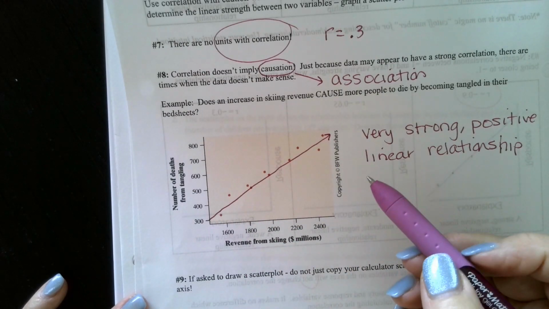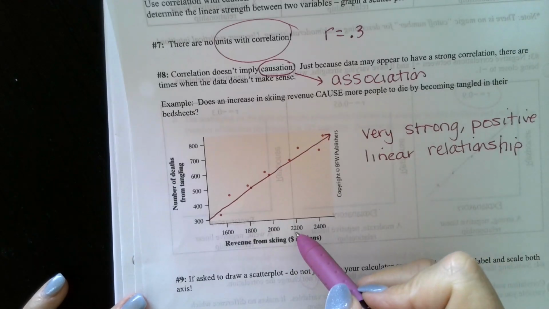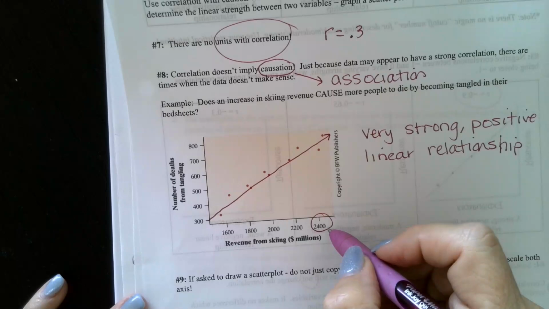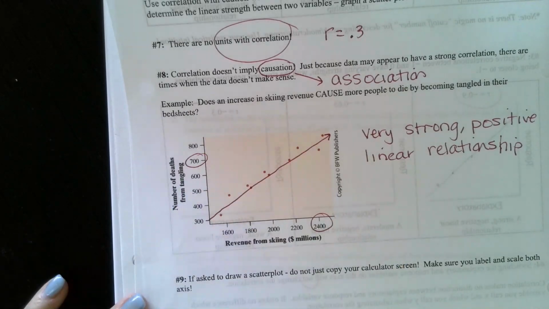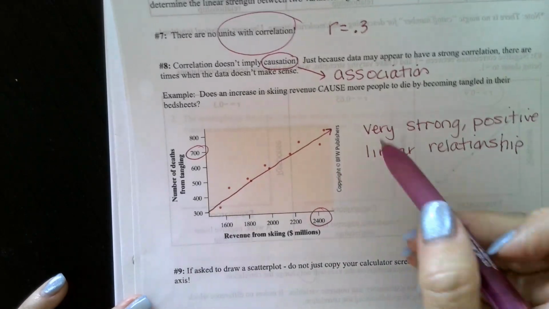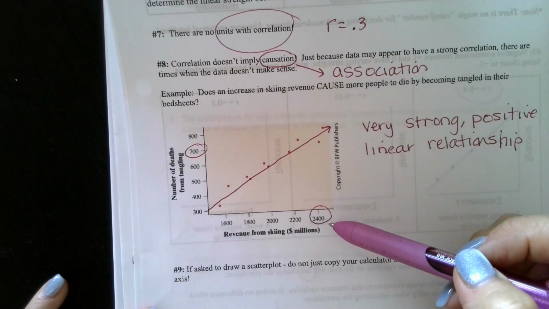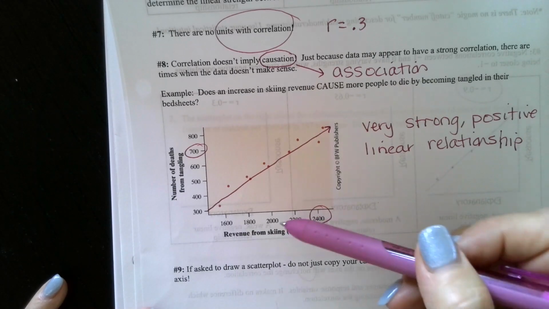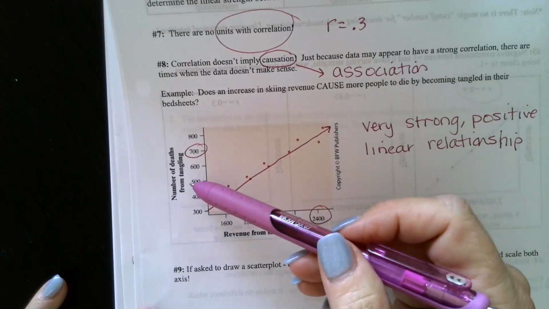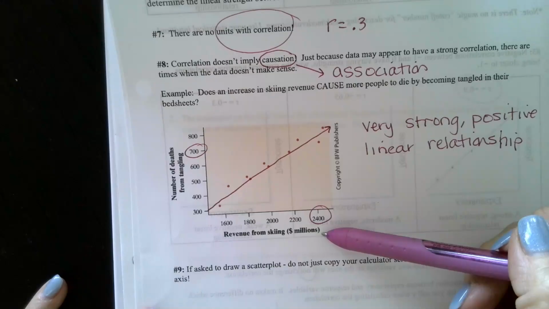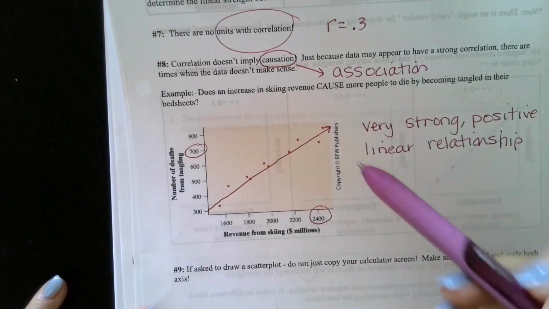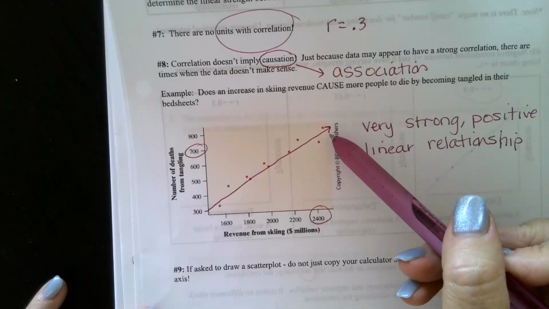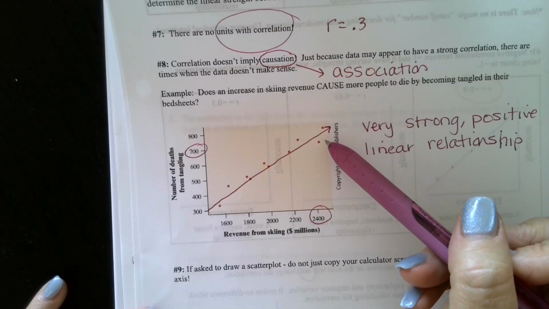However, let's think about this causation. If you have more revenue from skiing, are you more likely to die by being tangled in your bed sheets? No, that's ridiculous. That doesn't make any sense. So you have to look at the data and make sure that the data makes sense. This is an extreme situation, but think about two things. Can you really die from being tangled in your sheets, and it's going to increase your skiing revenue? So that's what this means. Just because this shows correlation does not mean that there's causation.